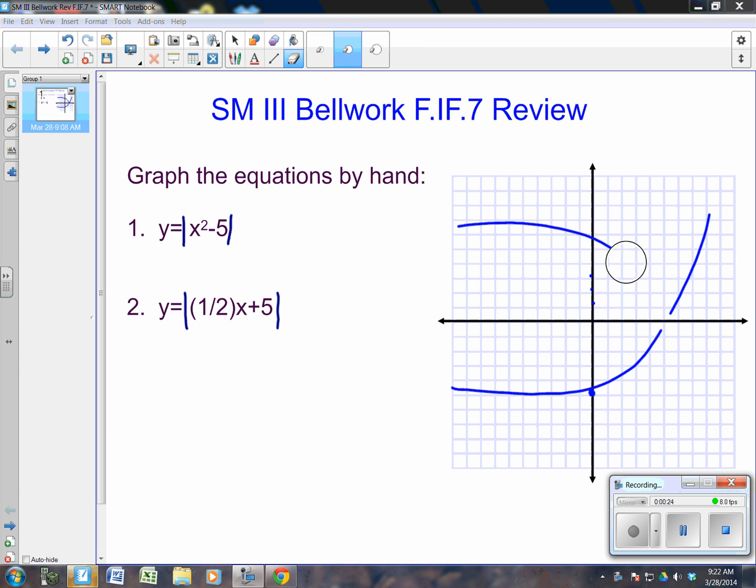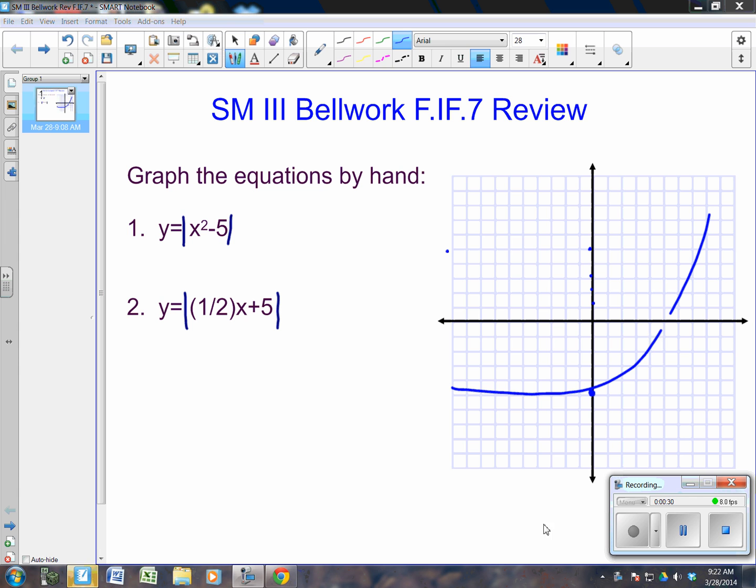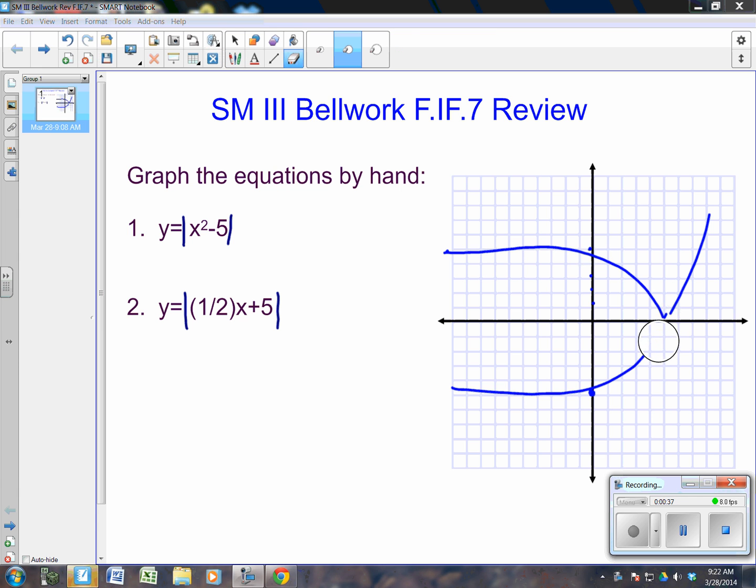Okay, we have Sam up there graphing these by hand. I want you to do both of them. Well, actually, just do the top one. Okay, so Sam seems to think that this is how you graph it by hand.